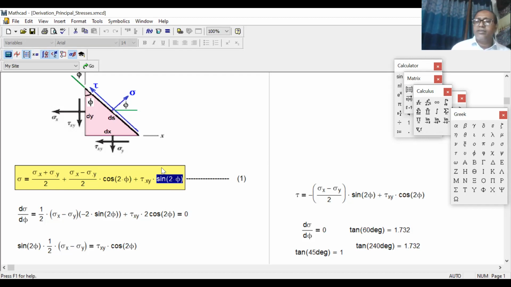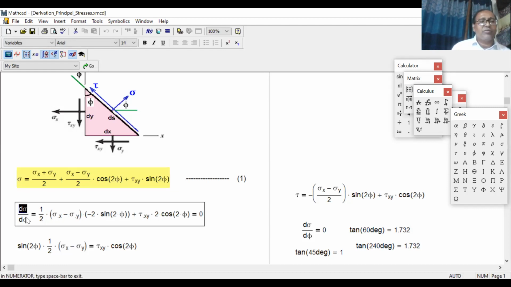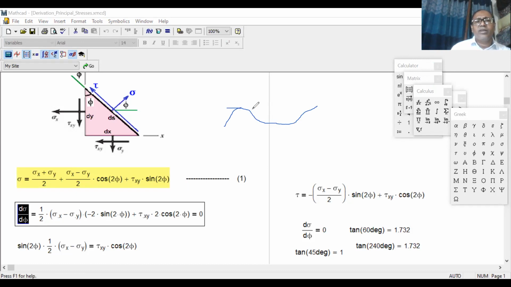If I figure out for which phi sigma will be maximum or minimum, then I'll figure out the slope, d sigma by d phi. Because for a maximum or minimum value, the slope is zero at that point. That's why in the tan equation we are getting two values after differentiation. So now we differentiate this one.